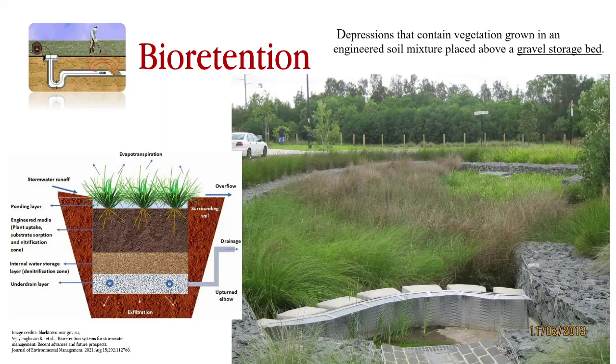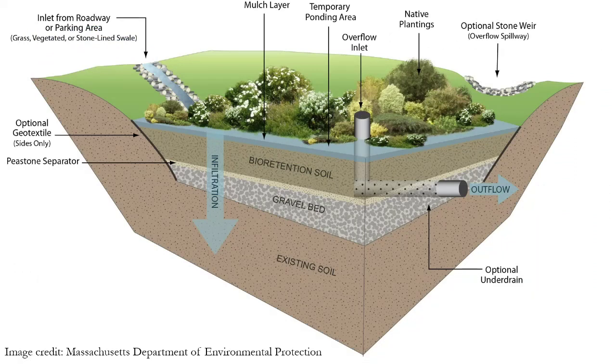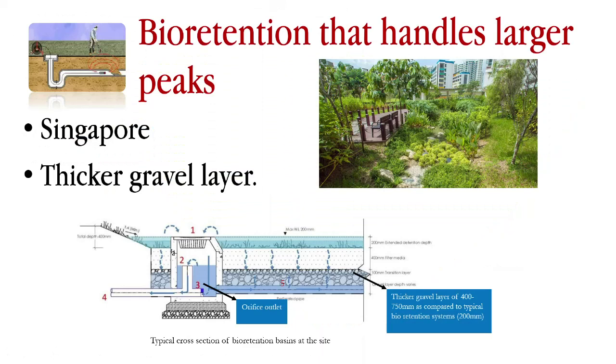Underneath the soil layer, we have an underdrain and a gravel layer. This gravel layer is very important because it provides a considerable amount of storage, making this also act as some sort of detention storage. A cross-section of such a system. This is a bit of a special bioretention system because it was designed for Singapore, which receives very intense tropical rainfall. So here the speciality is that the gravel layer thickness is quite large, about 750 millimeters instead of the typical 200 millimeters or so.